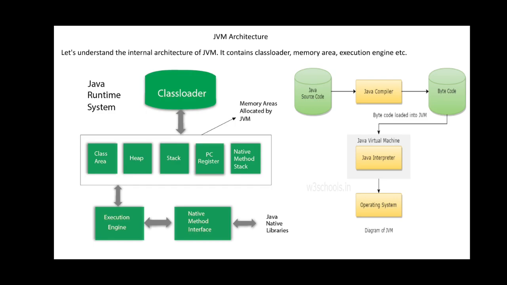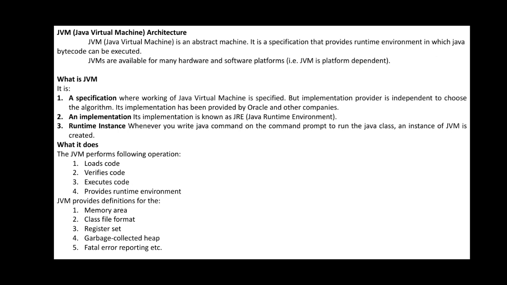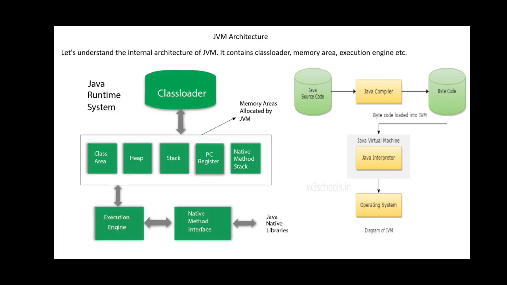Let's understand the internal architecture of a JVM. It contains the class loader, memory area, and execution engine. There are two different types of JVM diagrams I have drawn for you to understand. This is what the JVM is going to do, and this is how the program is going to be executed.